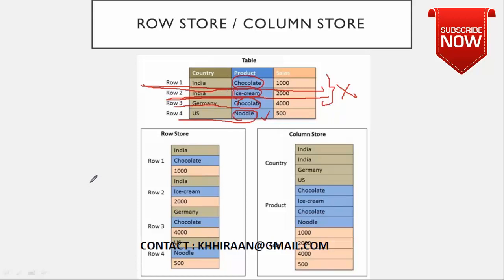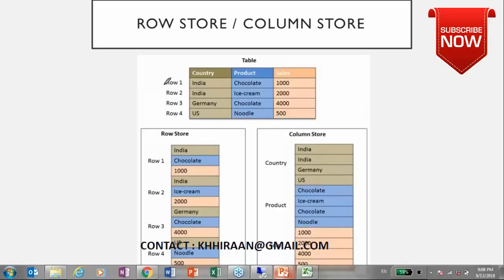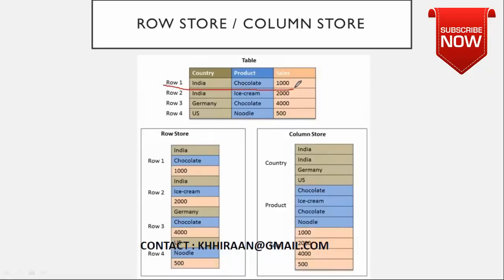Let's come back to the column store. So if you ask how the data gets stored in the memory: if it is a row store table, it will take the complete row. For example, it will take this complete row, row 1, and store the data. Can you see here? Complete row 1. Then row 2, then the next row and the next row.